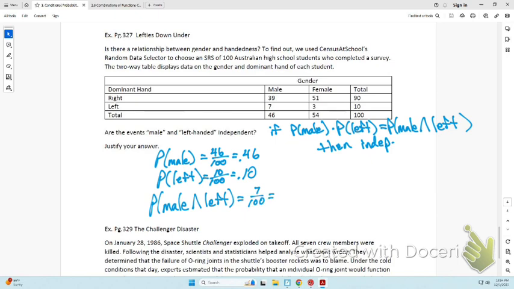And this is not enough. You need to plug into that formula. Even though you may look at it and be like, it's obvious they're not independent, you need to blatantly show with the formula that they don't equal each other. So 0.46 times 0.10 is 0.046, which is not the same as 7.